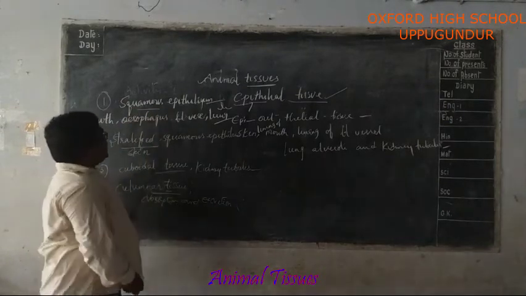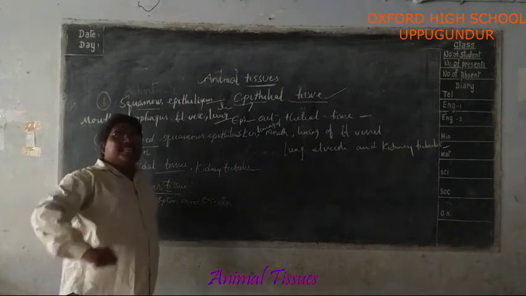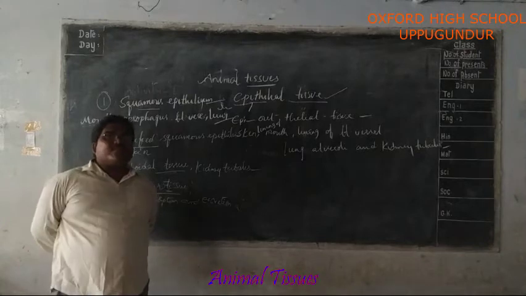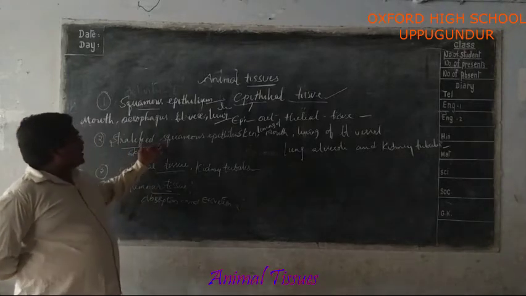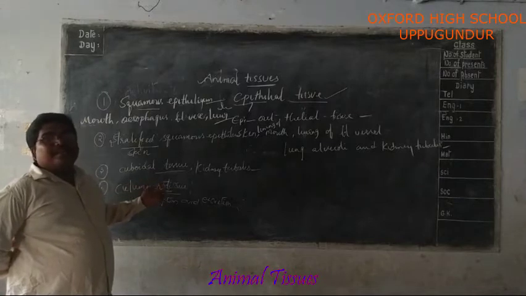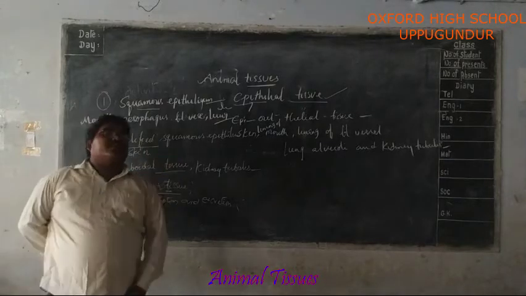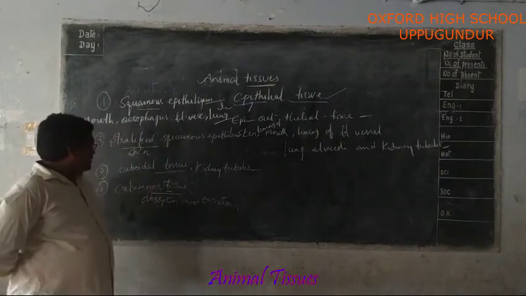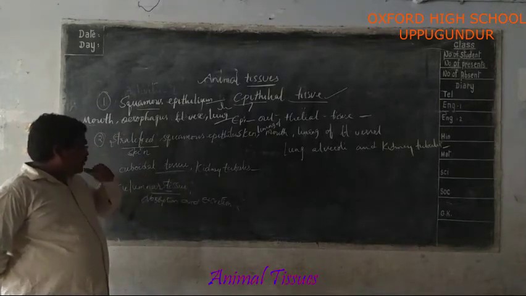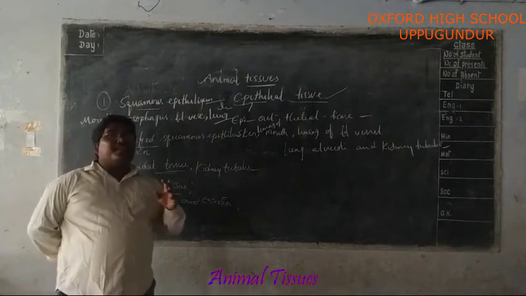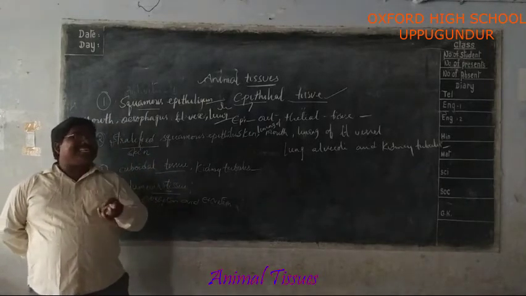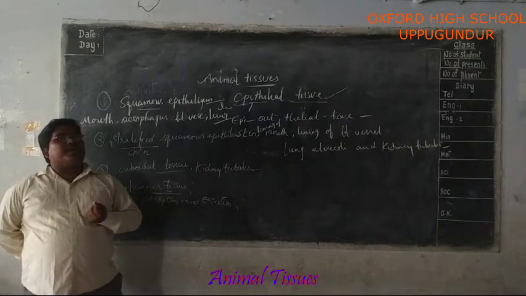Second one is stratified squamous epithelium. The epithelium cells present in the skin that form the layers are called stratified squamous epithelium. Cuboidal tissues. These are present at the kidney tubules and form the linings. That is cuboidal. Last one is columnar tissue. It is present at the place where mainly excretion and absorption take place.